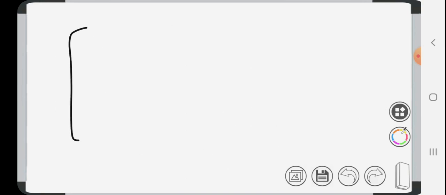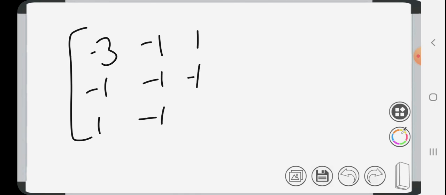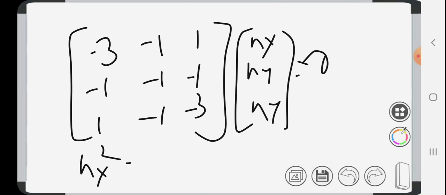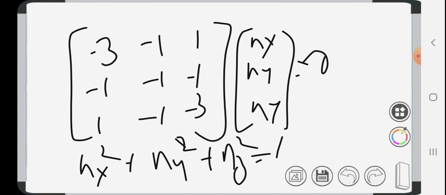So the equation gets simplified to minus 3, minus 1, 1, minus 1, minus 1, minus 1, 1, minus 1, minus 3, times nx, ny, nz, equal to 0. But we know the equation nx square plus ny square plus nz square equal to 1. So we have two equations right here. Using these two equations, you try to solve.